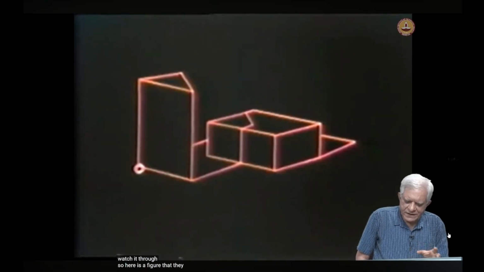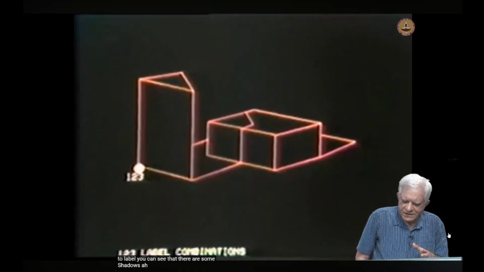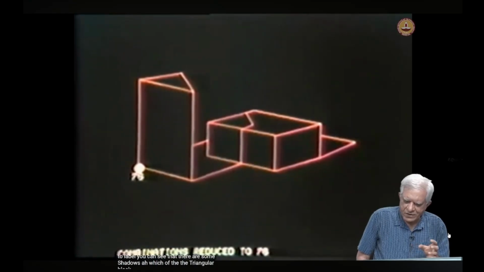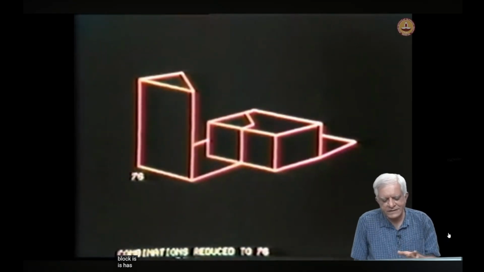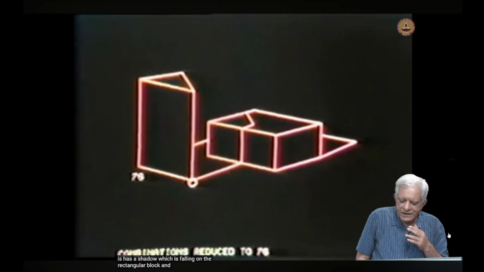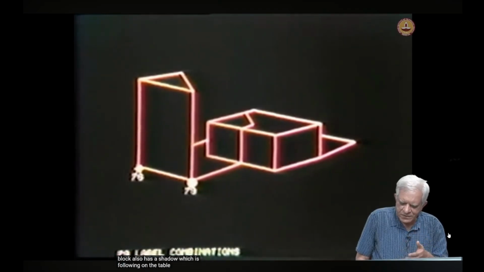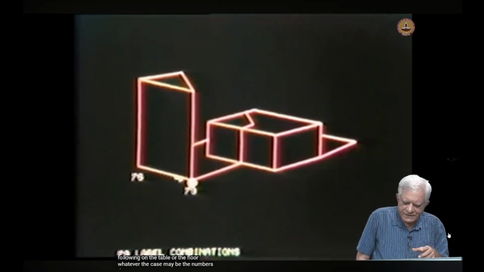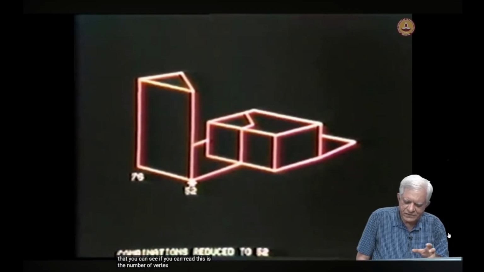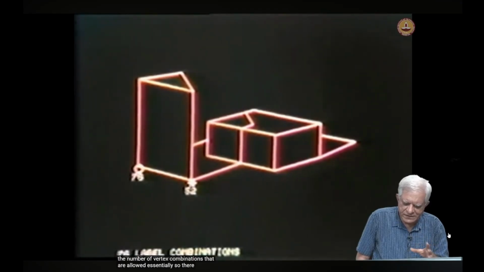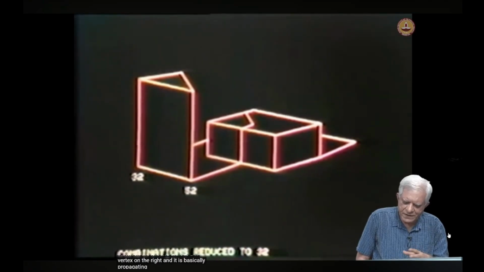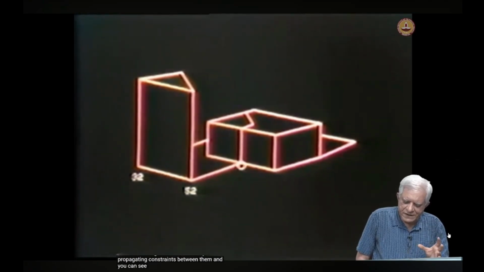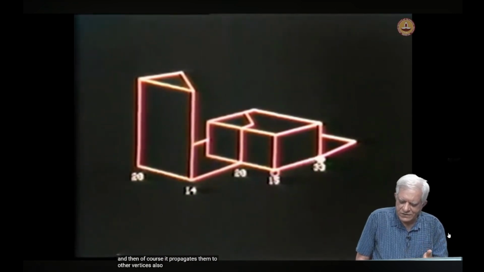So here is a figure that they are trying to label. You can see that there are some shadows: the triangular block has a shadow which is falling on the rectangular block, and the rectangular block also has a shadow which is falling on the table or the floor, whatever the case may be. The numbers that you can see are the number of vertex combinations that are allowed. So there's an L vertex on the left, and there's a W vertex on the right, and it is basically propagating constraints between them, and you can see that the number of combinations is decreasing. And then of course it propagates to other vertices which are connected to them.